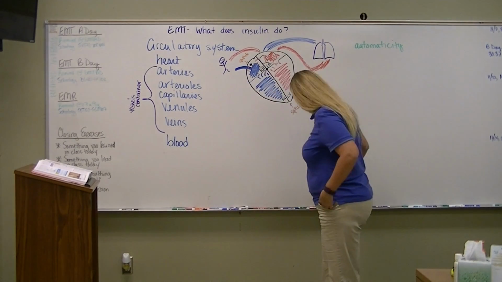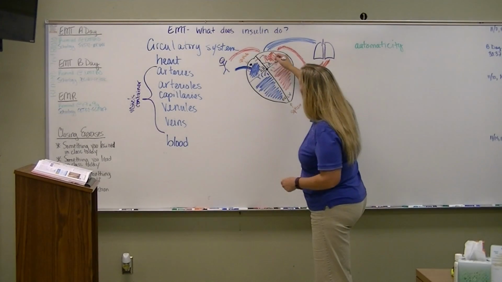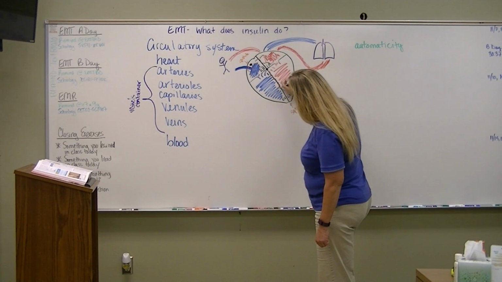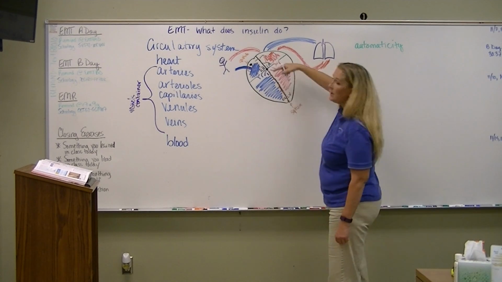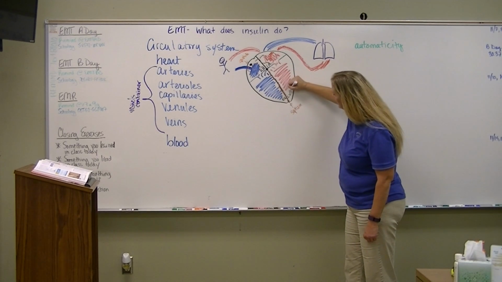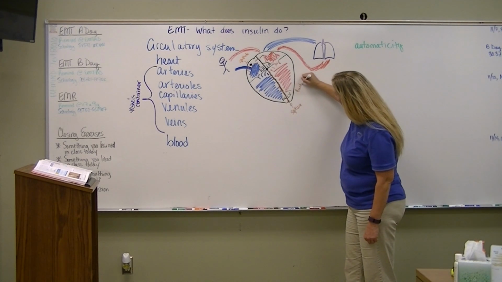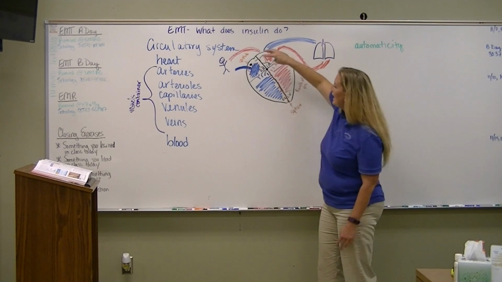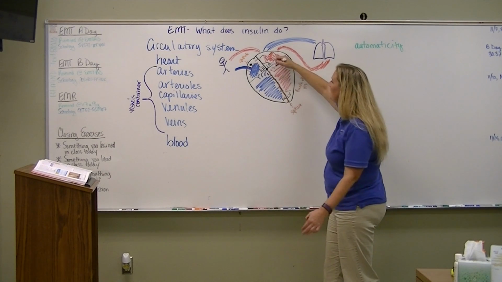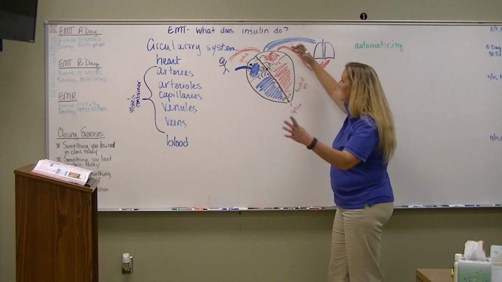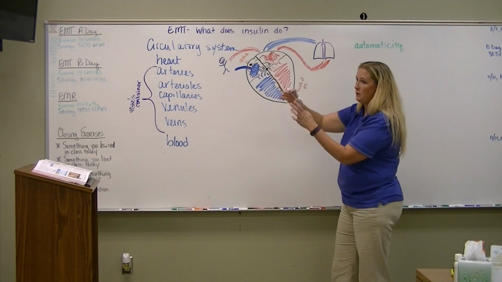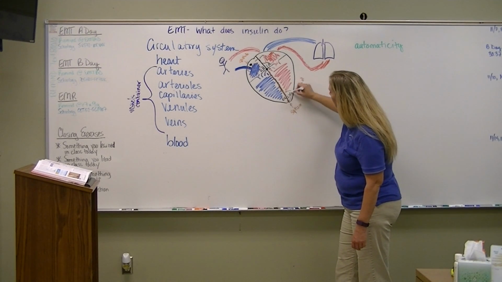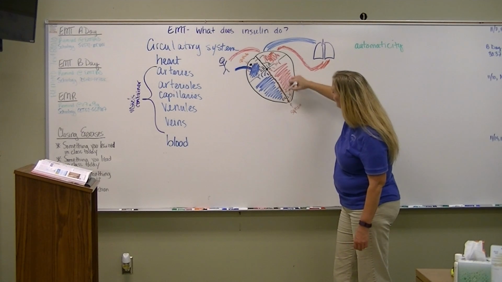So the AV node's job is to gather up all of these electrical impulses and send them down the septum wall. This gathering of tissues right here is called the bundle of His. So the SA node fires, it sends out an electrical impulse. The AV node gathers up that electrical impulse, whatever's left after it's gone through the atria, and sends it down the bundle of His to the bottom of the ventricles, where it is then sent out through the Purkinje fibers.